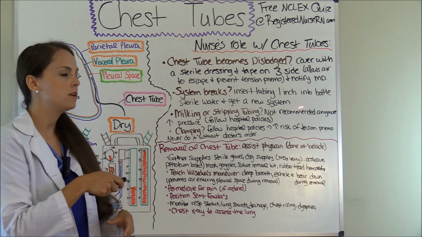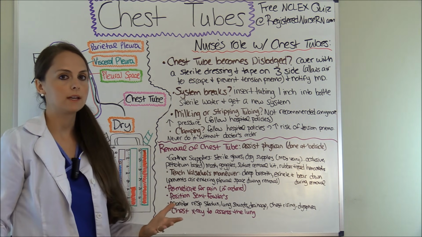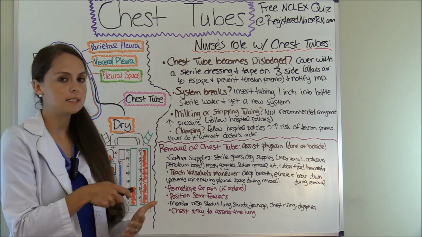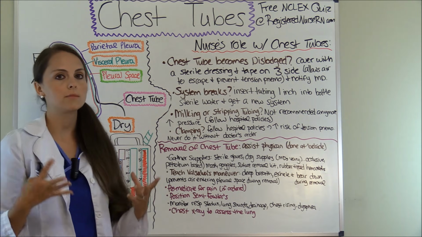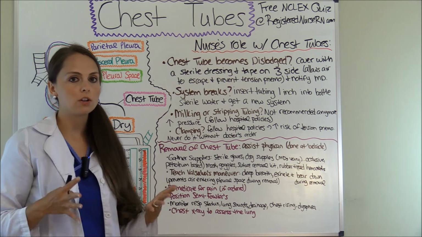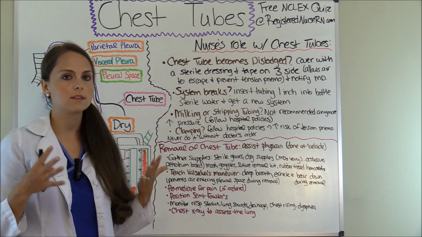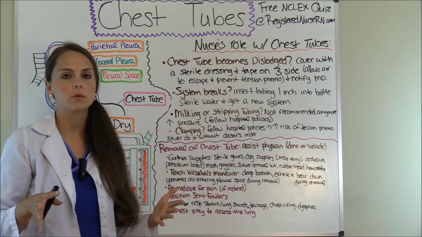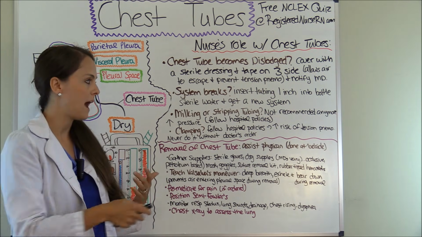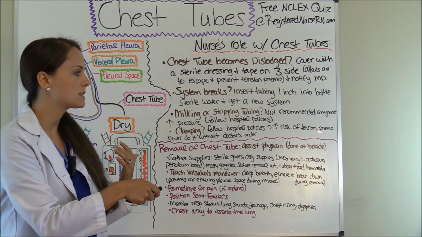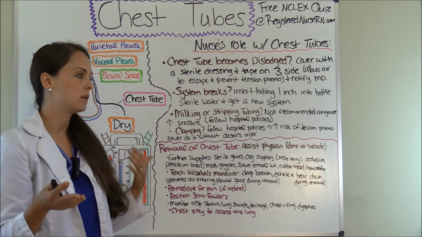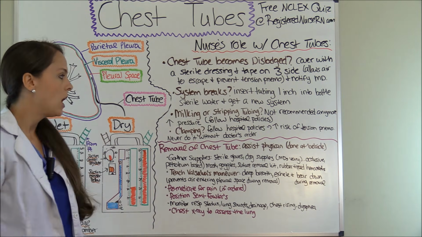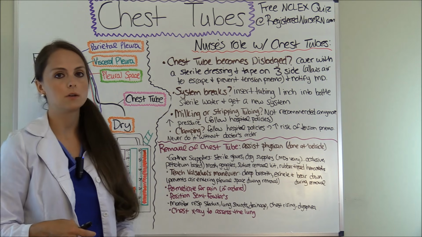Okay, what about milking or stripping the tubing? This used to be done a long time ago. However, it's not really recommended anymore due to increasing pressure. So always follow your hospital protocols with this. Another thing, clamping. Another issue, always follow your hospital protocols. What do they say to do with that? Because there's an increased risk of increasing the patient's chances of developing a tension pneumothorax, and never do it without a physician's order.